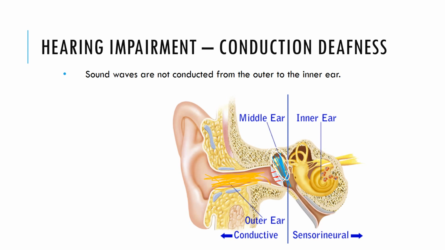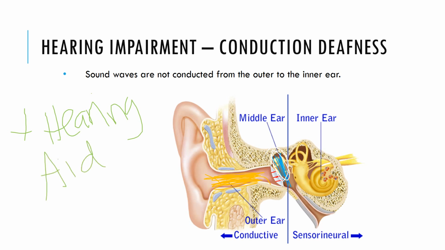However, these can be helped with a hearing aid. So I'm going to write plus hearing aid. And so again, these can be reversible. Over time though, we might have damage to the bones anyway, and so that's why a lot of times we see older individuals who have to wear hearing aids because of damage that's done over time.